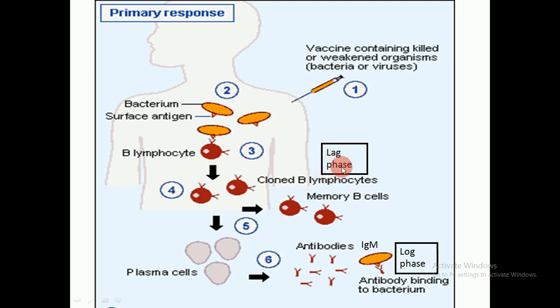And the lag phase is a long lag phase, because during this phase there is recognition of the antigen, proliferation of the B lymphocyte, differentiation of the B lymphocyte to plasma cell, and secretion of the antibody. So a long period of time is required for the recognition, differentiation, and proliferation of the B lymphocyte, while in the log phase there is a logarithmic increase in the IgM antibody.